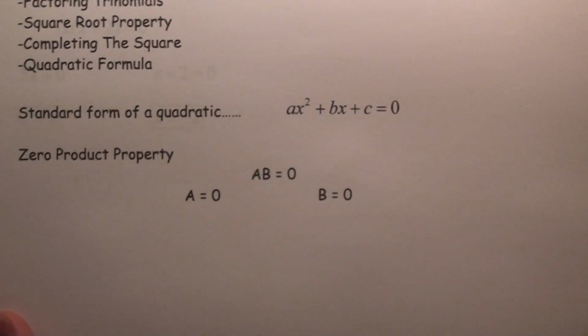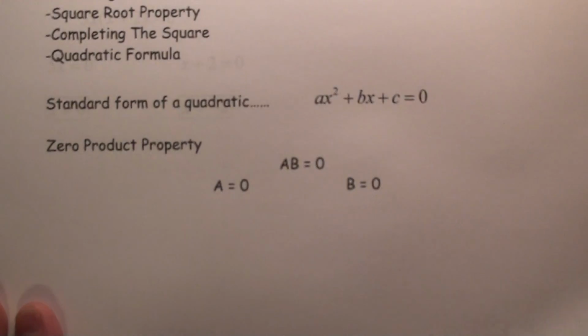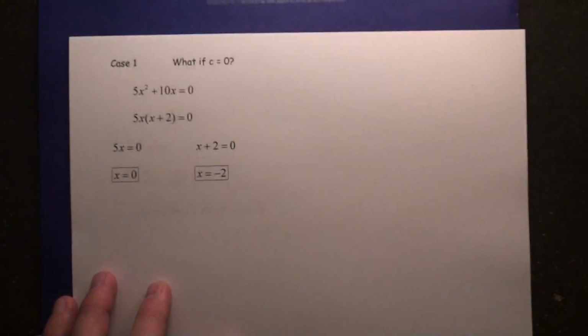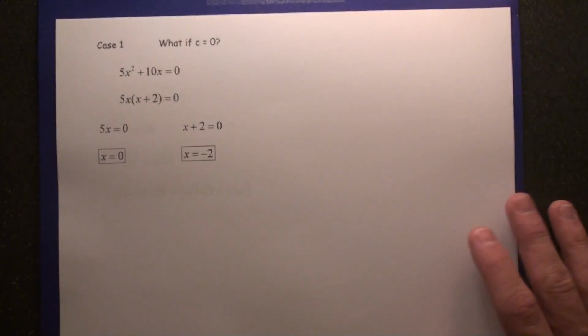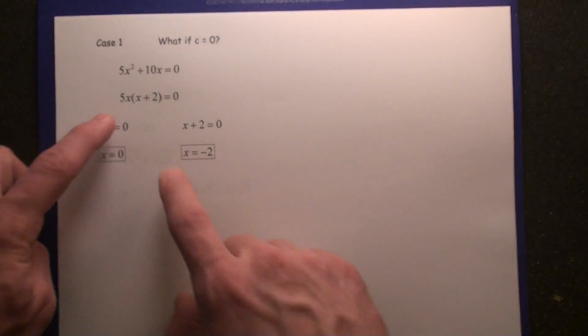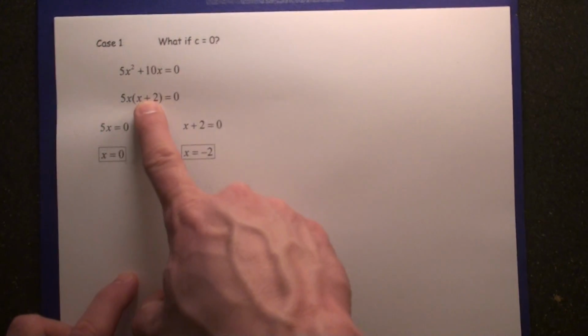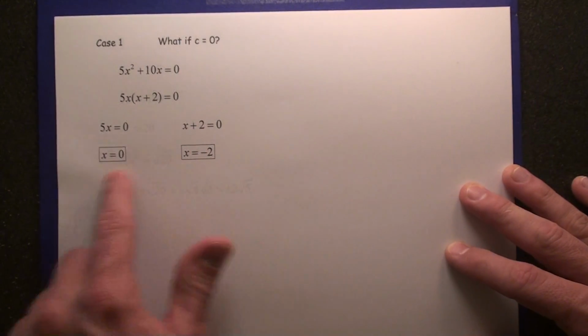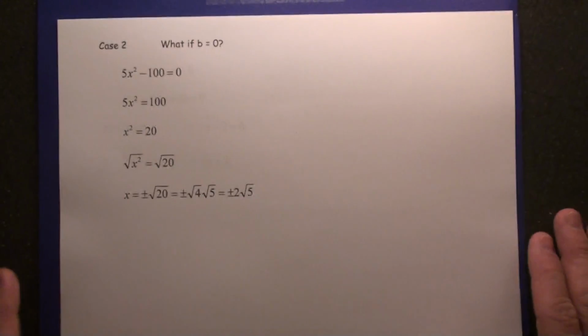The zero product property is very important when it comes to using the first two methods. Case 1, what if c equals 0? Well, you're going to factor out the 5x. You're going to get 5x times x plus 2 equals 0. Then use the zero product property. A equals 0 or b equals 0. There's your 2 answers.